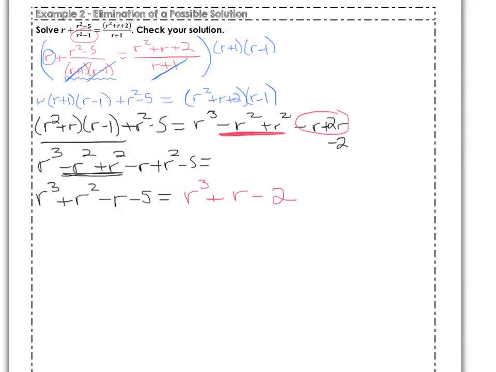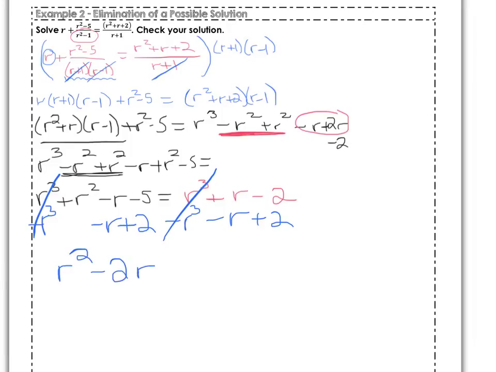I can see that when I subtract r to the third from both sides, guess who goes away? Our cubic term, okay? And so I'm going to get it set equal to 0 because now it's turned into a quadratic. So I'm going to subtract the r from both sides and add 2. So we have r squared minus 2r minus 5 plus 2, which is negative 3, is equal to 0.